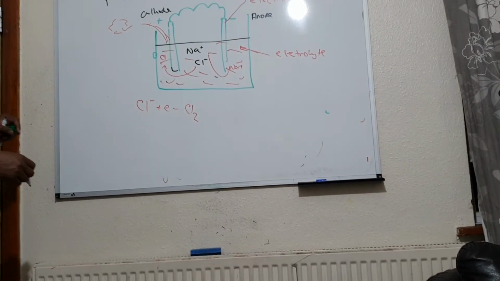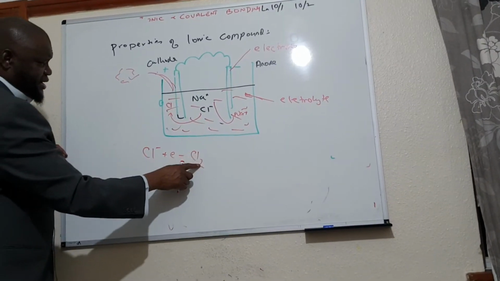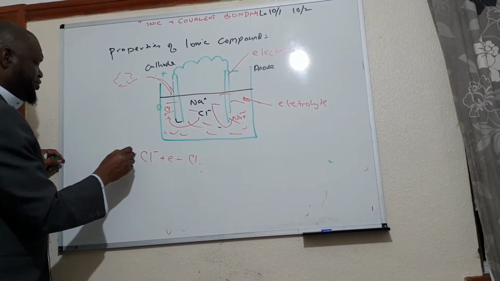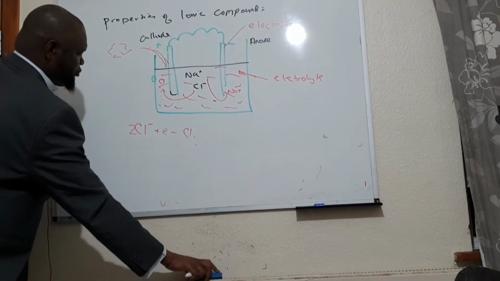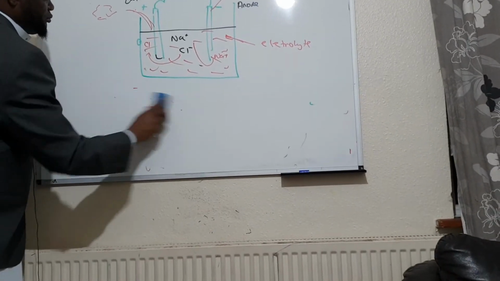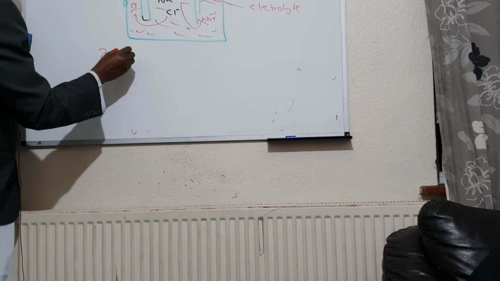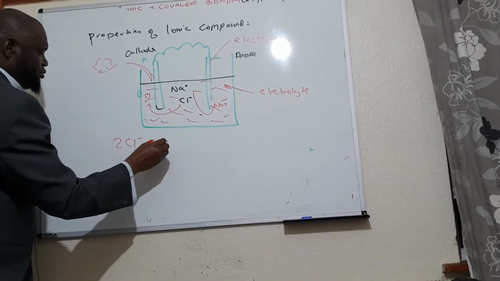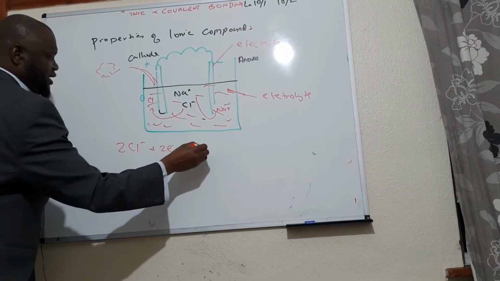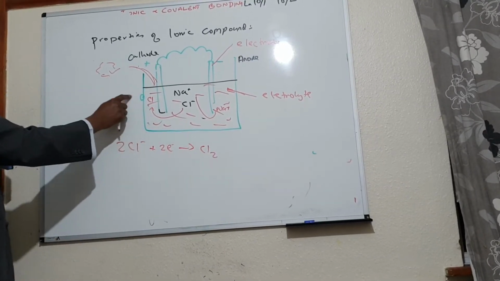You understand? But let's say you have two chloride ions, minus 2 electrons, will give you chlorine gas. That happens at the electrode.